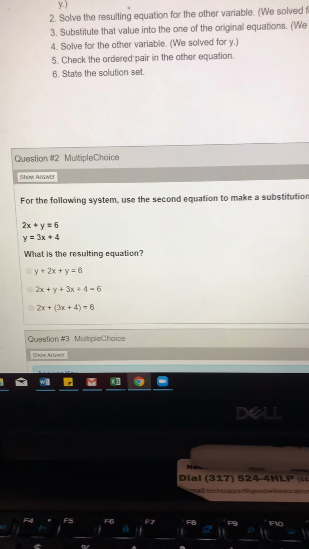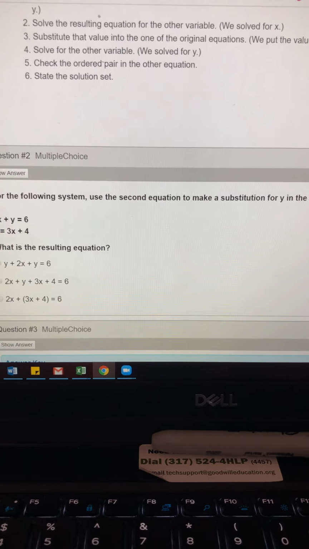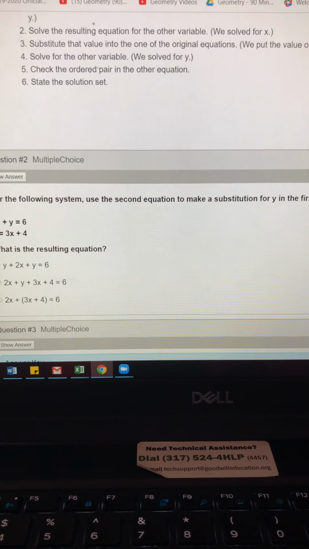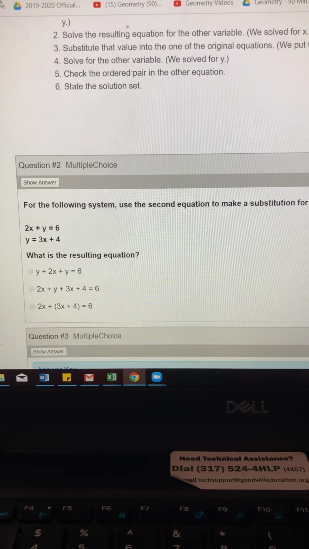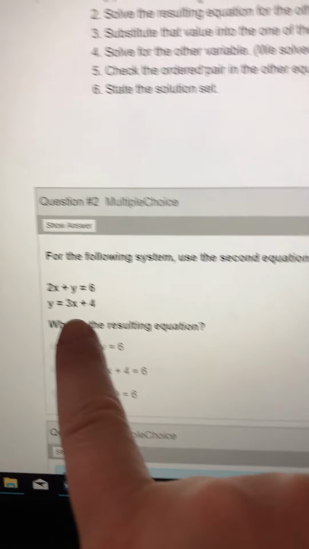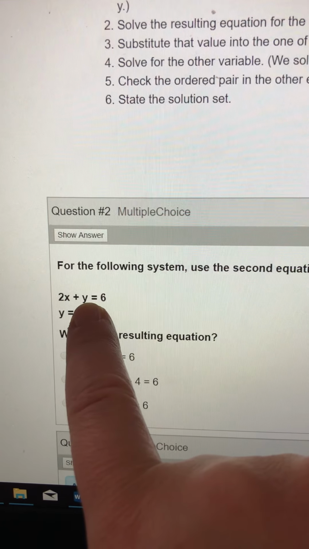As we begin, the assignment asks, for the following system, use the second equation to make a substitution for y in the first equation. So this method is a method in which you are taking what y equals and you are substituting it in for y in the other equation. So let me show you what that looks like.